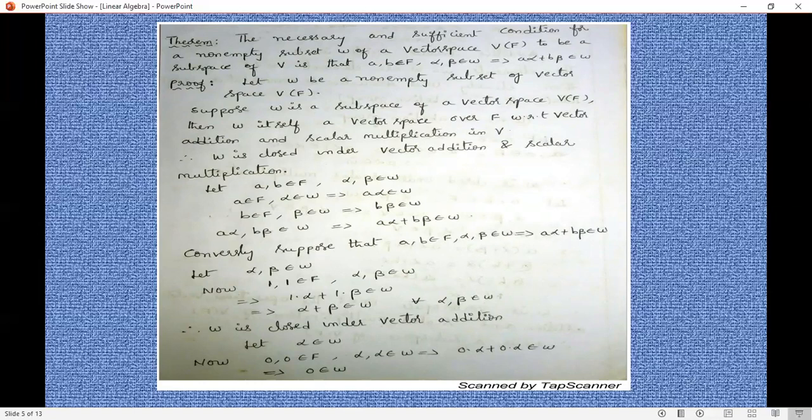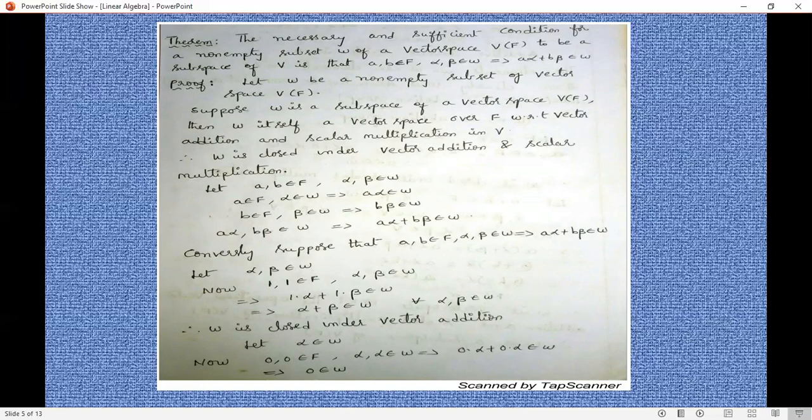What are the conditions given in the statement we are taking now? Let W be a non-empty subset of a vector space V over F. Suppose we are assuming that W is a subspace of the vector space V over F. What is the meaning of subspace? W is a subspace of a vector space means W itself is a vector space over F with respect to the addition and scalar multiplication in V.